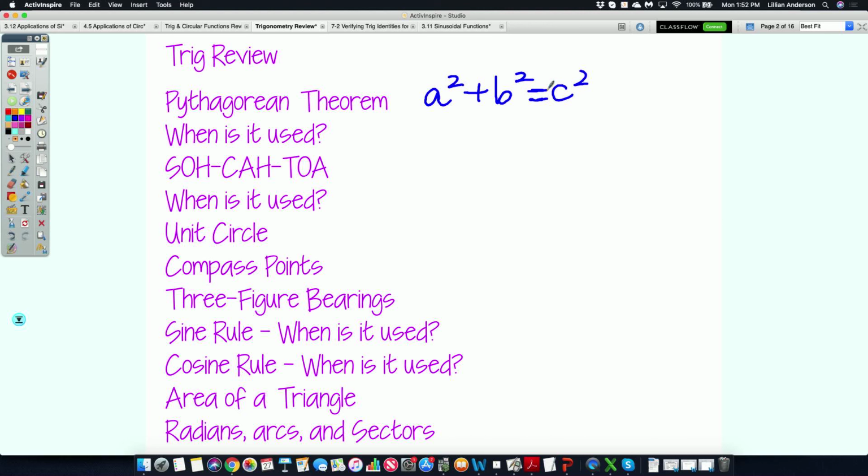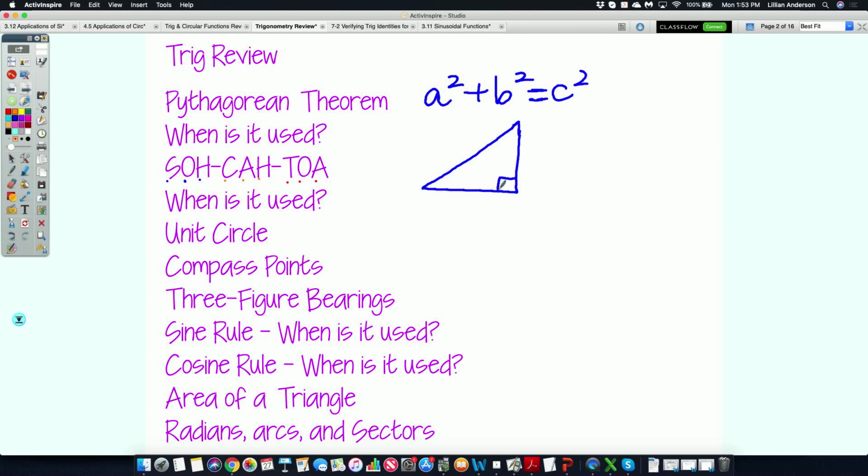Now, SOHCAHTOA was the little thing to remember when you are looking for either a side or an angle in a right triangle. S: sine is opposite over hypotenuse. C: cosine, adjacent over hypotenuse. And the T: tangent, opposite over adjacent. Again, this applies to right triangles. That is when it is used, to find any side or any angle in a right triangle.